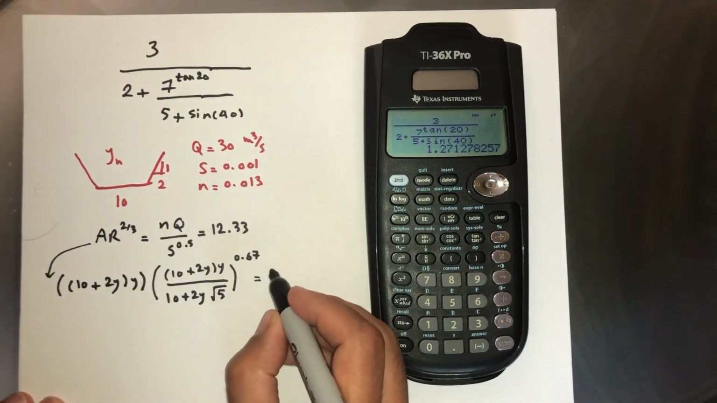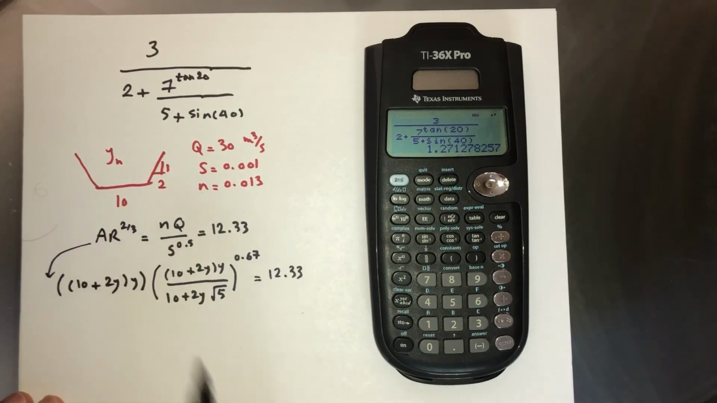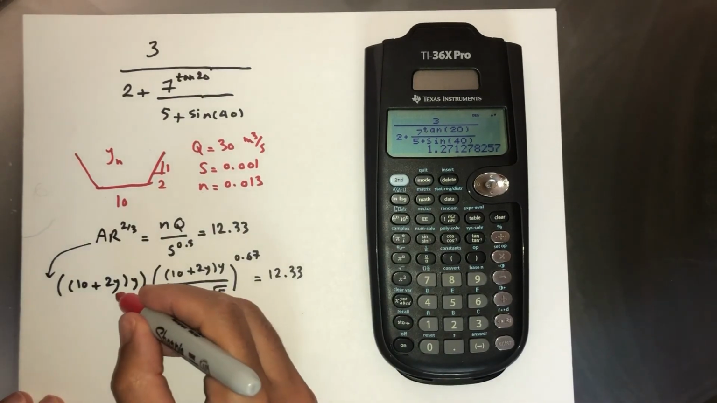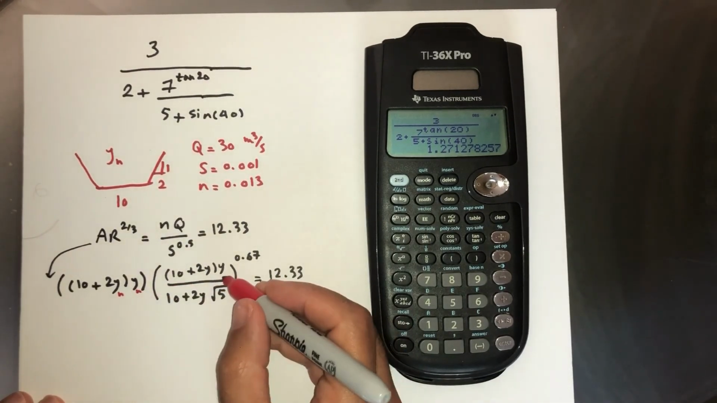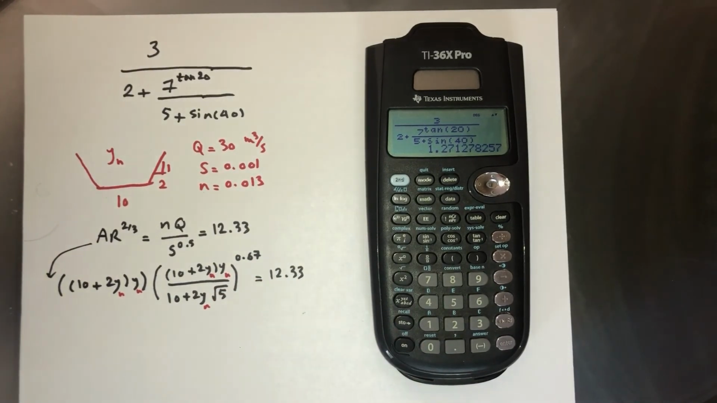This should equal 12.33. So now we want to solve this. We have y sub n unknown on several occasions. So we have 5 cases of y sub n on the left side. It's trapezoidal. Of course, among the geometrical shapes like rectangular and triangular, this one has the most complex form. But with this calculator, you don't need to worry.